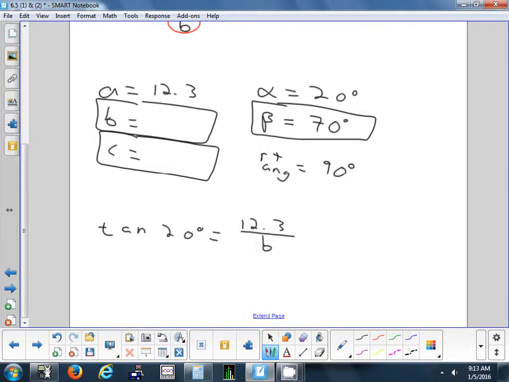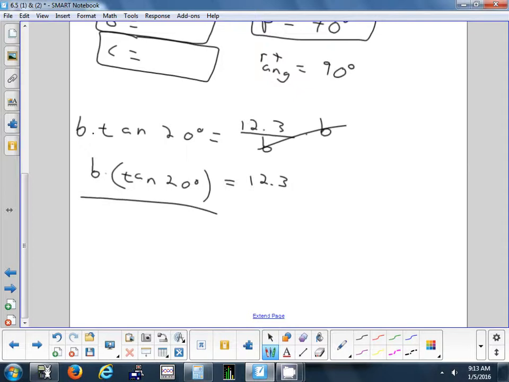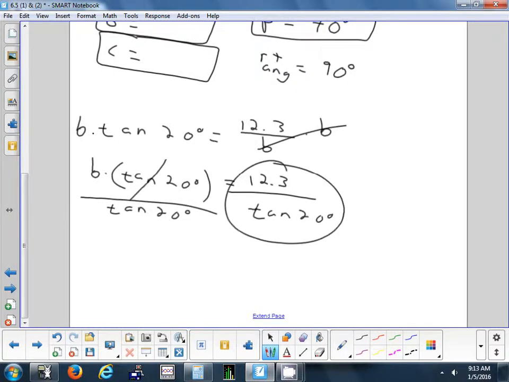All right, this one has two steps to solve it, but after I show you how to do it, I'll show you a shortcut. First thing I want to do is get B on the other side. So just like when we move the number, I'm going to multiply. And now I have B times the tangent of 20 equals 12.3. And now how would I put tangent of 20 on the other side? Divide, because that's multiply. So we'll type that in, and that's our answer for B.